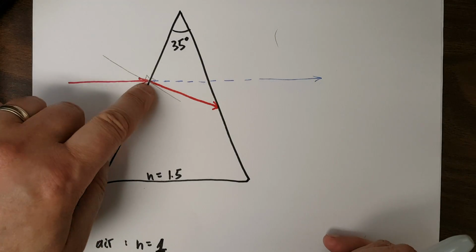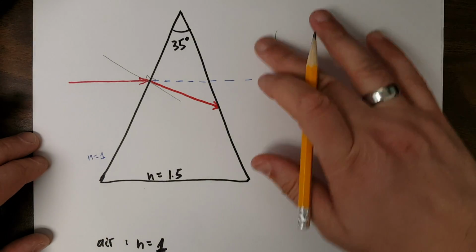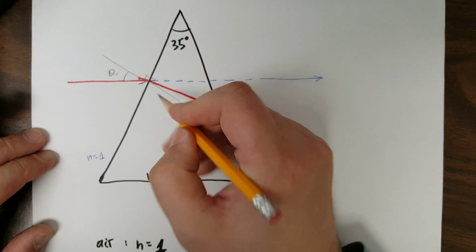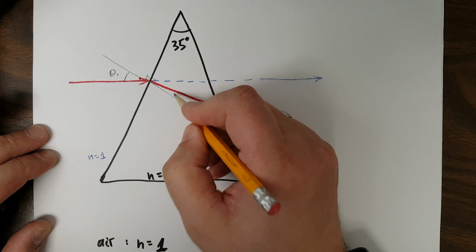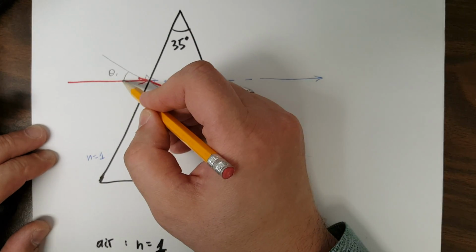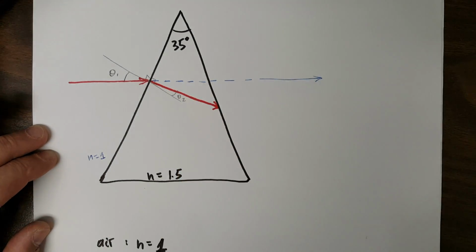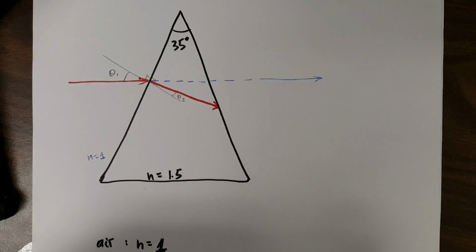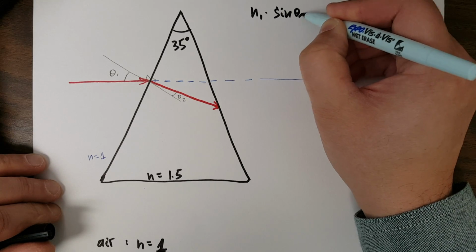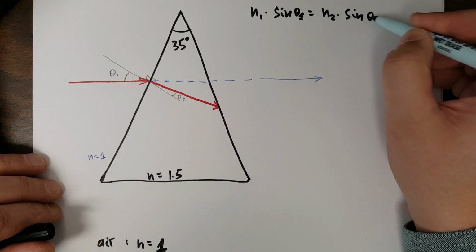Well, now for this point, we can write Snell's Law. Snell's Law connects the angle of incidence and the angle of refraction. Both angles must be measured between the normal and the ray. The normal and the ray. So now we can write the law. N1 times sine of first angle must be equal to N2 times sine of second angle.